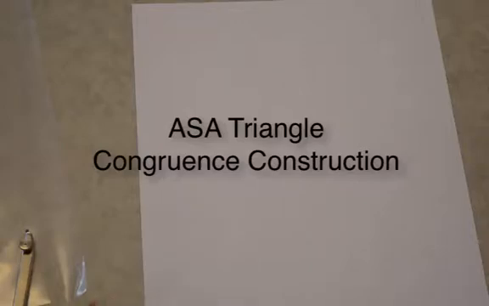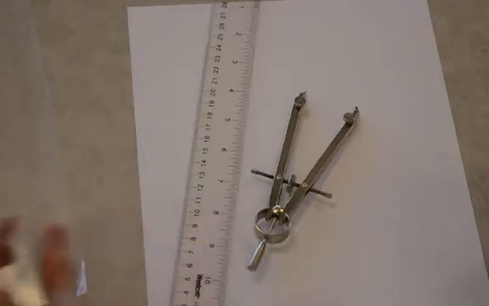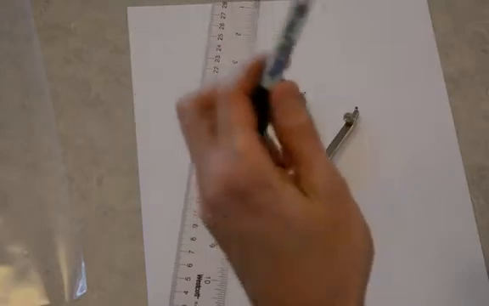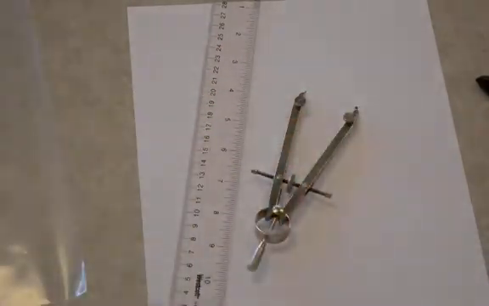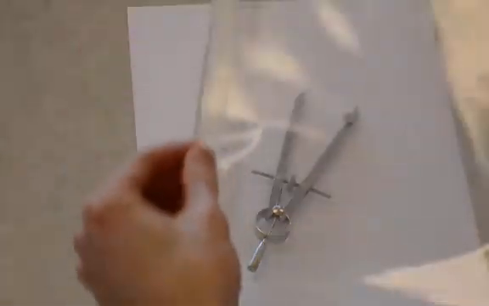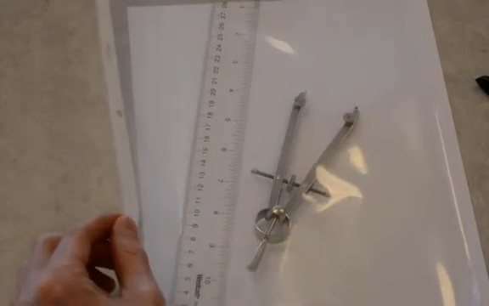So I'll talk for just a couple minutes about angle, side, angle triangle congruence and a construction that shows how that works. The materials I'm going to be using are pencil and paper and our usual construction tool, compass and straight edge. Additionally, I'm going to be using a Sharpie or a black marker and also some type of transparency. In this case, this is a sheet protector, but there are other types of things you can use.